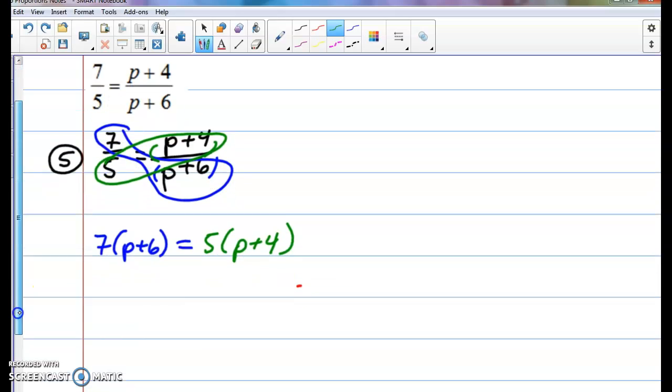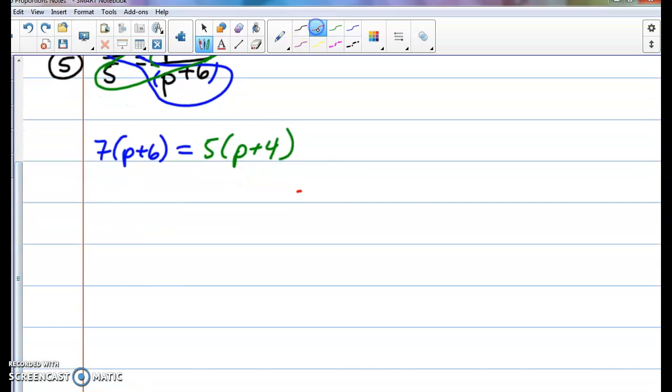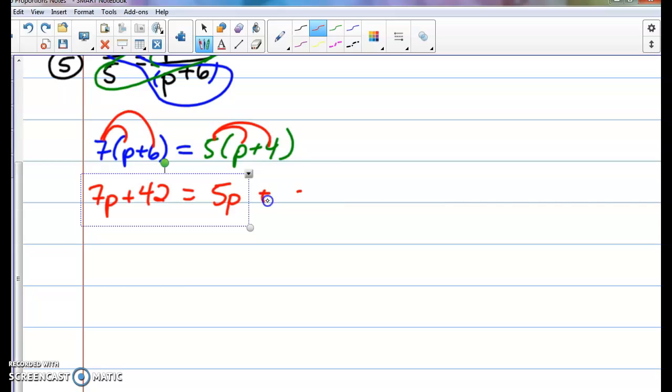This time we have a multi-step equation with the variable on both sides. So we're going to distribute first. 7 times p is 7p. 7 times 6 is 42. Equals 5 times p is 5p. And 5 times 4 is 20.